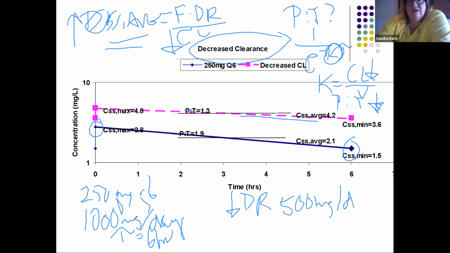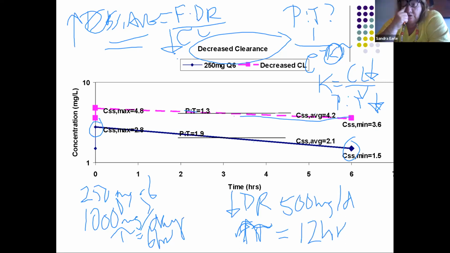So the peak to trough ratio here is larger than this. So how do we make this a larger peak to trough ratio? We extend the interval. We let it wash out longer. So we're going to increase our tau. Our tau is now 6 hours, so we're going to make it every 12 hours. So if we're giving 500 milligrams a day, and every 12 hours, our new dosing regimen is 250 milligrams Q12. That will bring down our CSS average and make our peak to trough ratio greater, which is what we want because of this decreased clearance. All right, thank you.